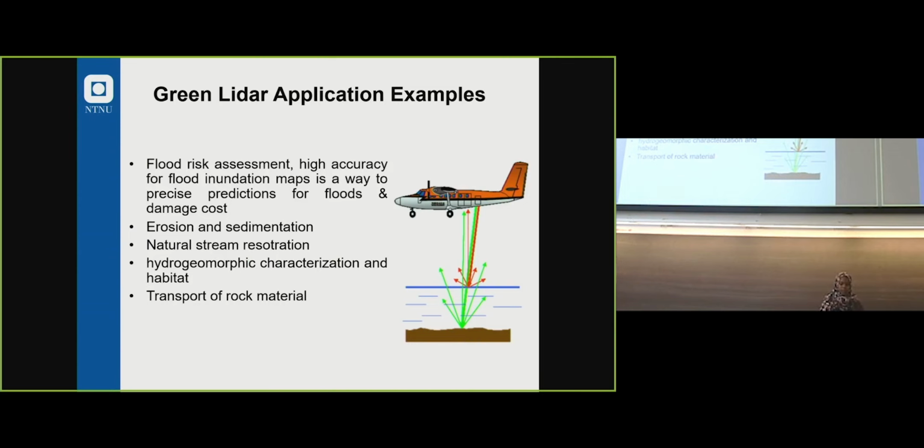For example, it can be used for flood risk assessment. If we have a good representation of the water body profile and the bathymetry, we can generate a digital elevation model, and this can be used for flood assessment and then calculating the damage cost. It can also be used for erosion and sedimentation and natural stream restoration, and we can say something about the formation of the bed, the grain size distribution, and the habitat. We can also track the movement of the bed if rock is transported from one place to another.